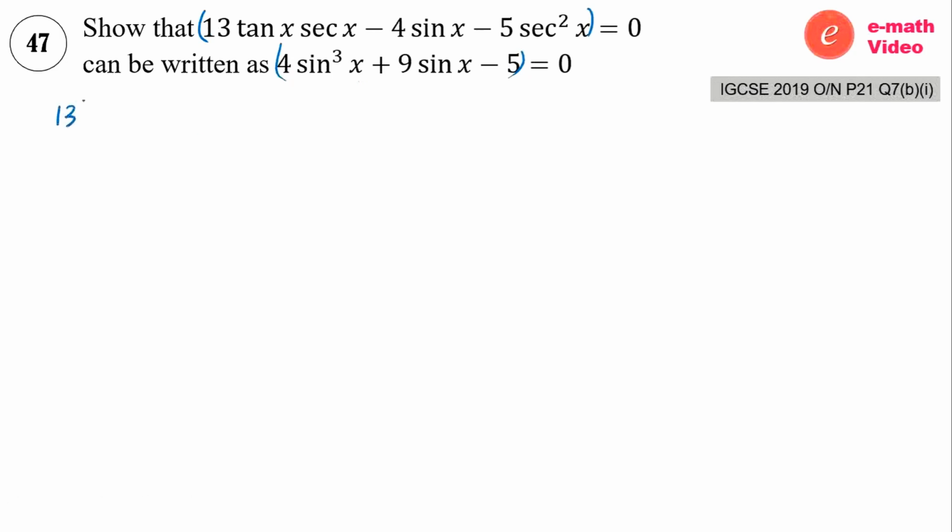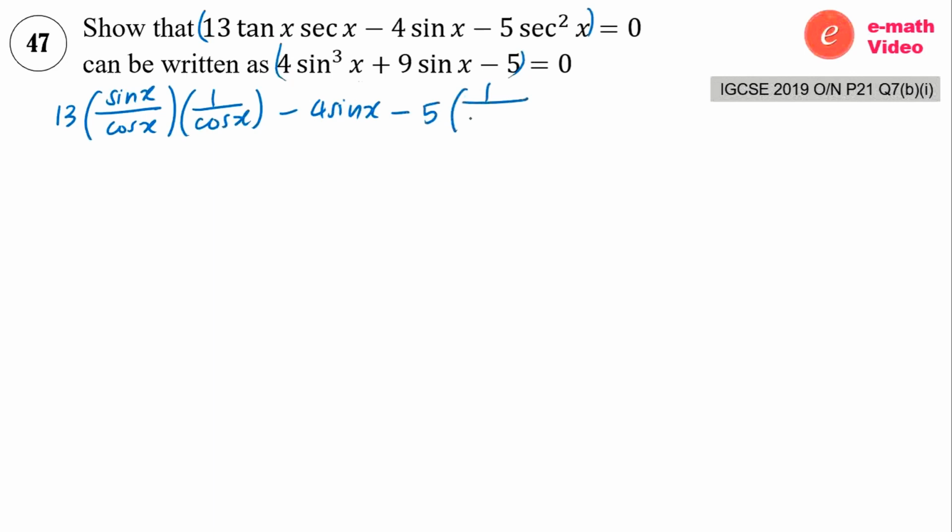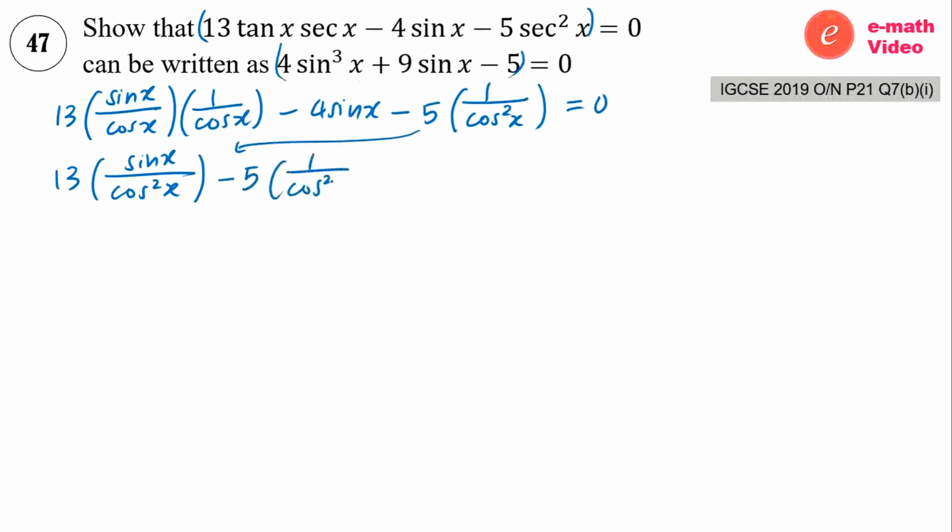13 tangent x is equals to sine x over cos x. Secant x is 1 over cos x minus this 4 sine x minus 5. Secant square is 1 over cos square x equals to 0. And this one, 13 sine x over cos x times 1 over cos x is cos square x. Then maybe I put this here. Minus 5, 1 over cos square x minus 4 sine x equals to 0.